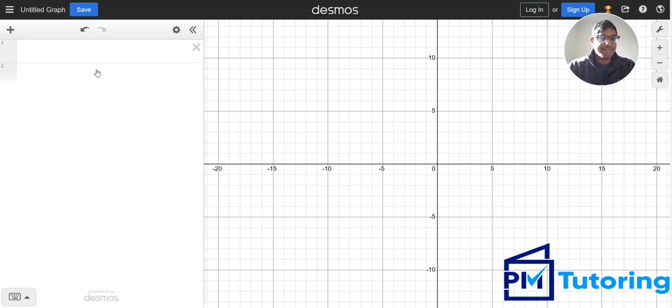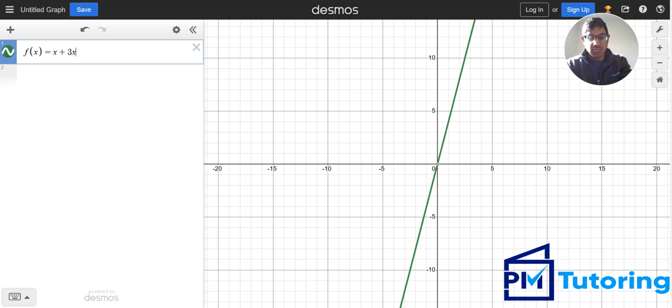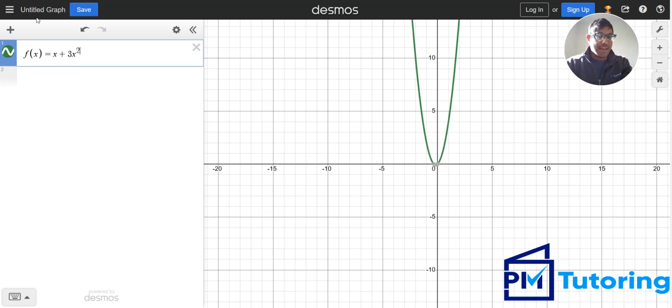Desmos directly accepts function notation as well. So let's say we have a function. We could just make that f of x equals x plus 3x squared. And that'll save that function for us.